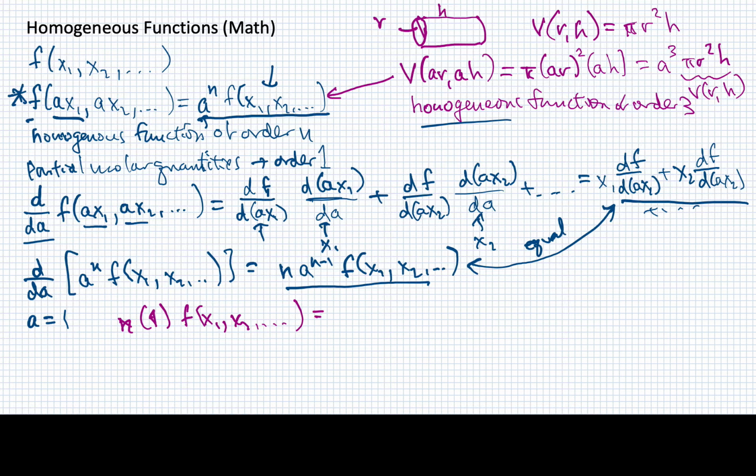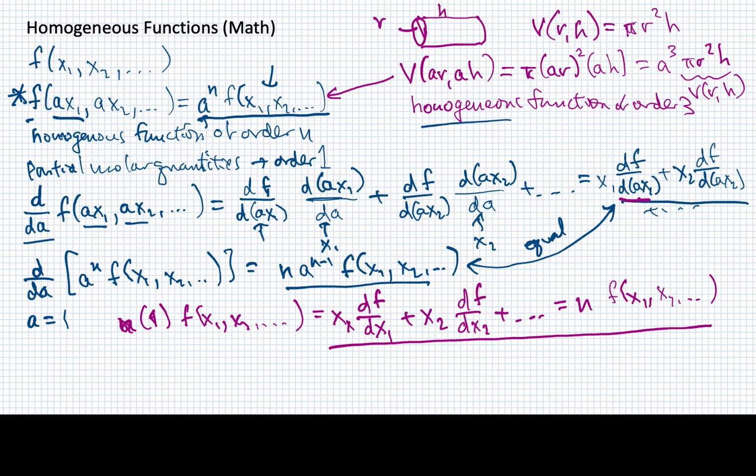and that's going to be equal to x1 times the derivative of the function, and now it's taken with respect to ax1, but that's just x1, and the function, second variable times the derivative of the function with respect to that variable, and so forth. And you can see here that, I'll write the final result over here, that is just equal to n times the function. This is actually kind of a remarkable statement. This is something known as Euler's theorem. And it is, as I said, quite a remarkable statement.